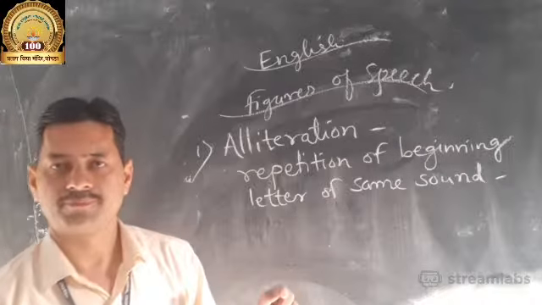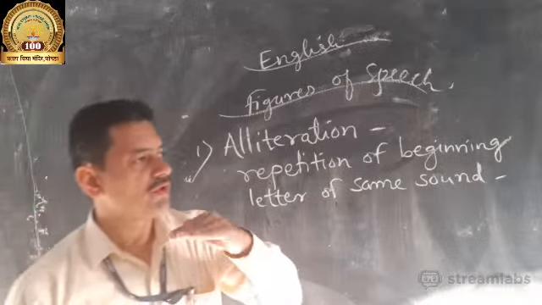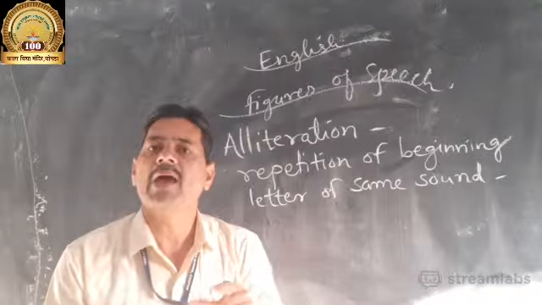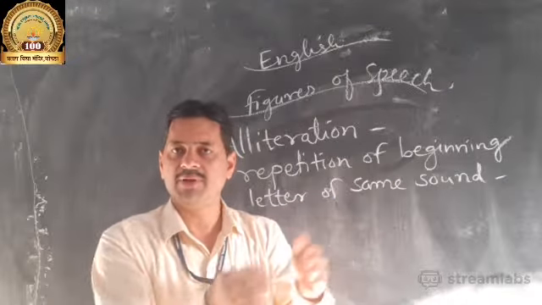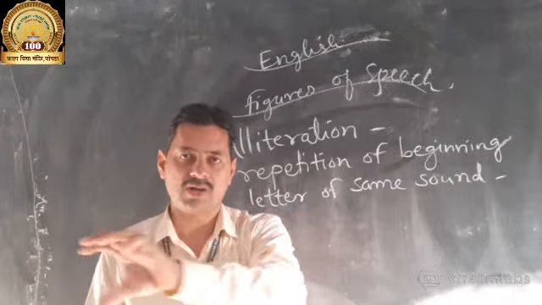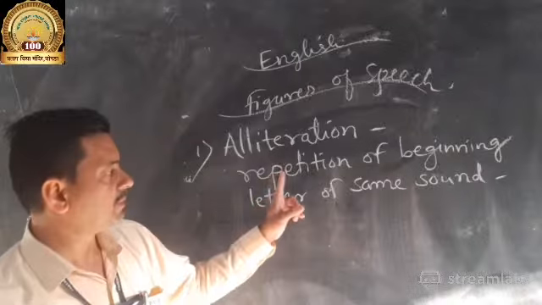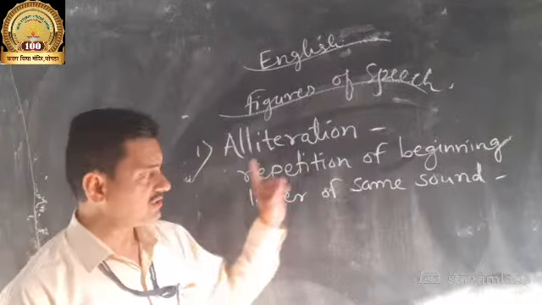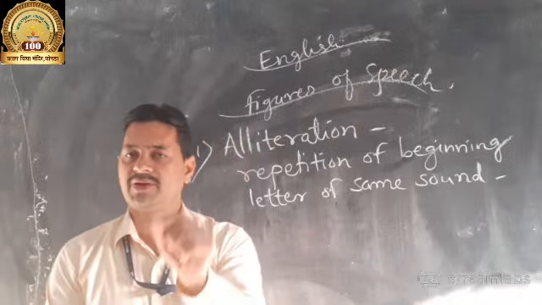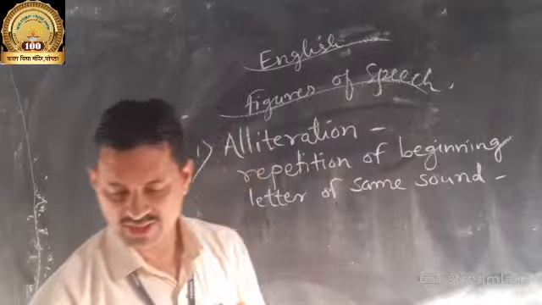Beginning letter. Now in the line you can see that most of the words, or at least two words, have the same letter, which occurs in one line. That is alliteration figure of speech, that is repetition of the beginning letter which has the same sound. Now as I told you, be ready with your textbook. I will give you some examples from the textbook, and you can see those lines also here.